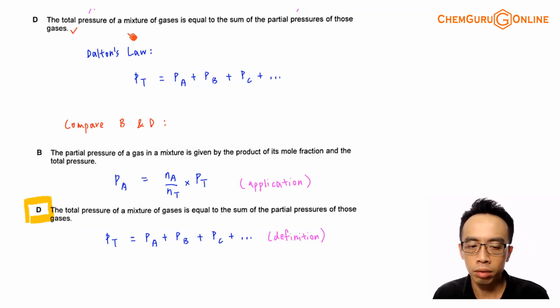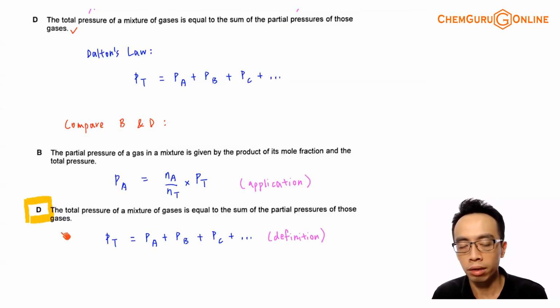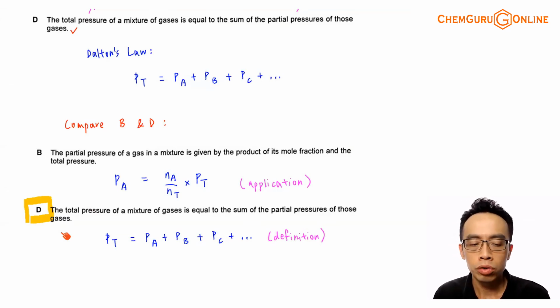Now, option B is a little bit more closely related to application. It is like the consequence of Dalton's law. If we look up the definition, Dalton's law states that the total pressure of the mixture of gas is equal to the sum of the partial pressures of those gases. So basically option D is the definition of Dalton's law, or what Dalton's law states. So D is a little bit more fundamental.